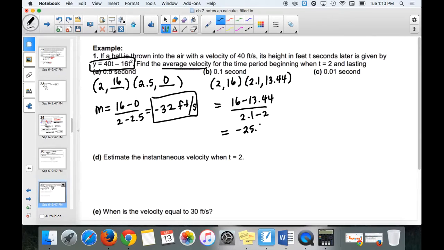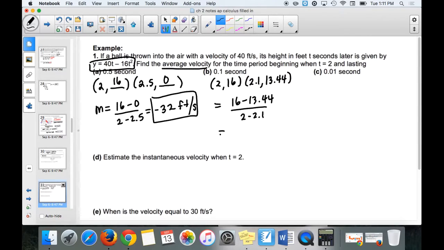Negative 25.6 what? I did this way. 16 minus that. Oh, yeah, you're right. Dang it. And then on the other one, it should be 0 minus 16. And then Nah, I'm good on that one. I did 16 minus, and then I did that one. So I'm good there. It should be negative in the end.